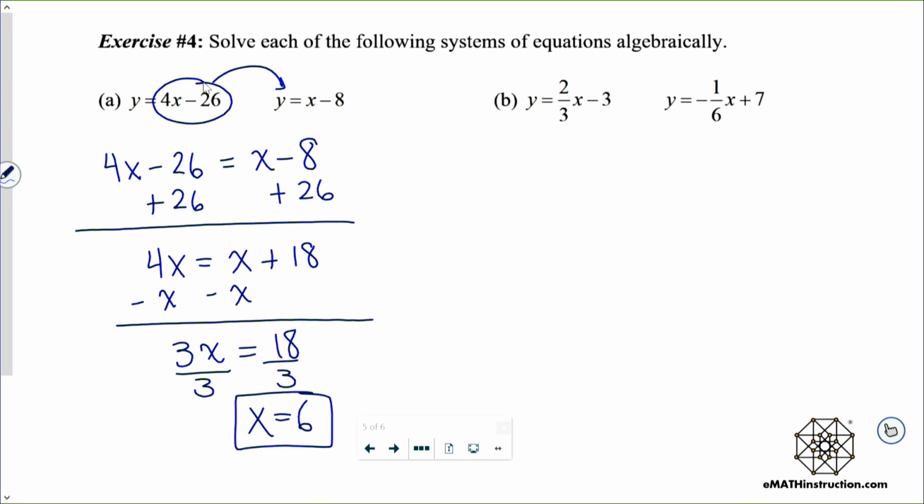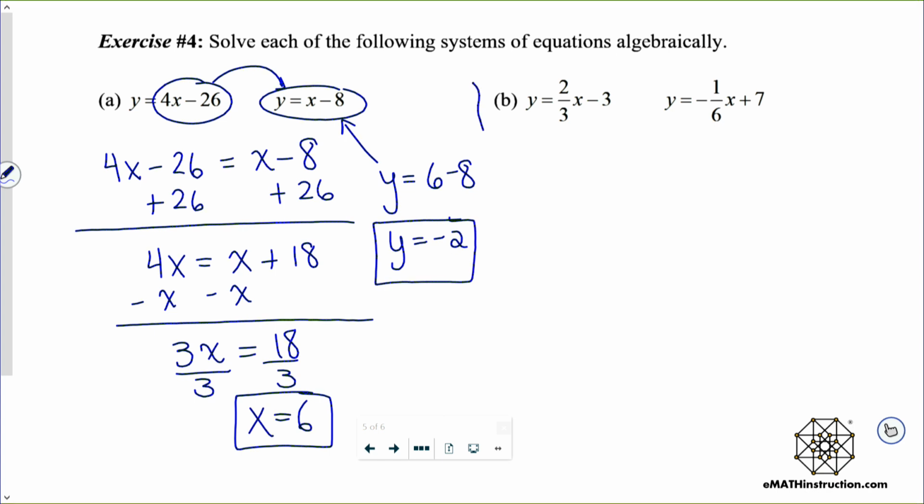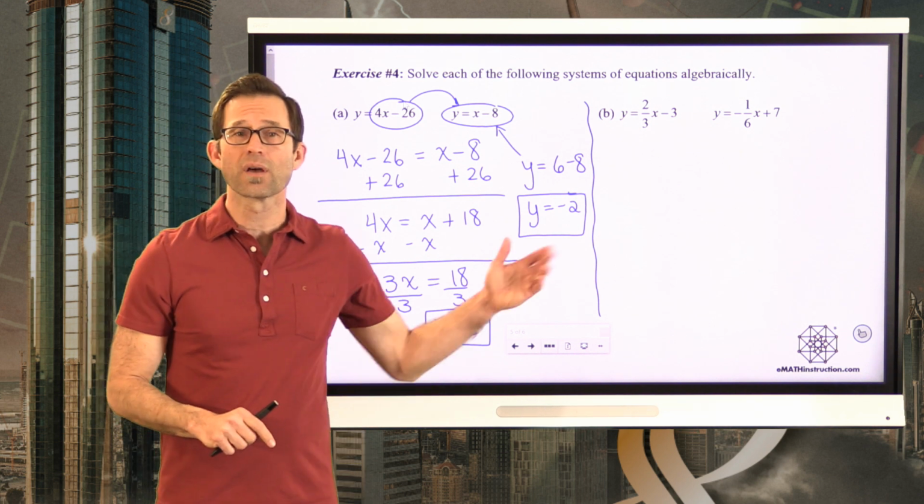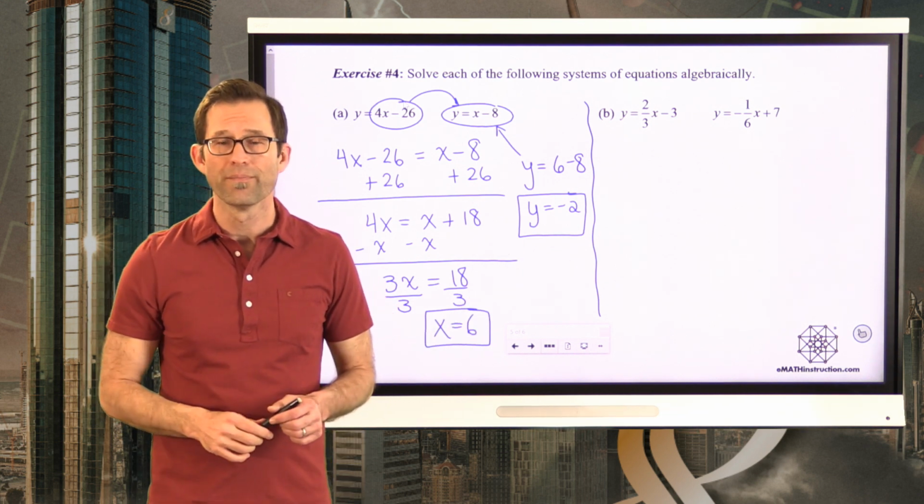Now to get my y variable, I can substitute it into either equation. I'm going to substitute it into this one. That seems very easy. I'll just have y equals 6 minus 8, and y equals -2. So hopefully you got (6, -2) in that problem.